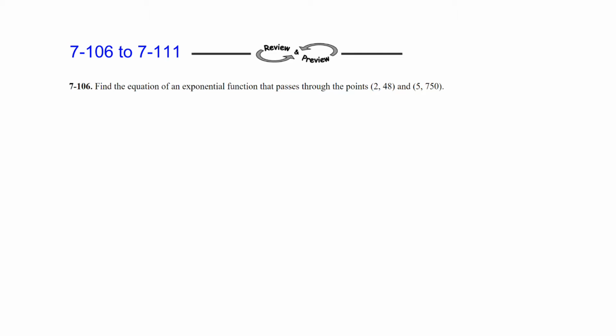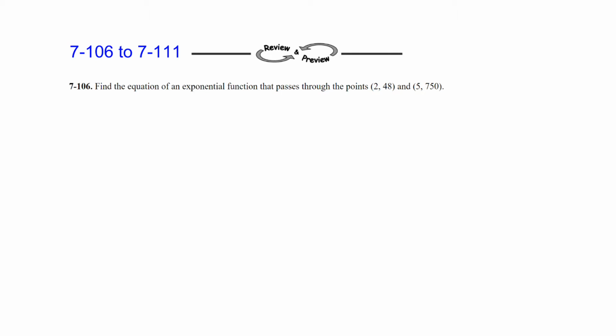Question 106. Find the equation of the exponential function that passes through the points (2, 48) and (5, 750). Now, there's really two ways that we had looked at this in class. One was by setting up a system and solving algebraically, and then the second one was using our table and being able to find the multiplier that way, and then working backwards to find the initial value.